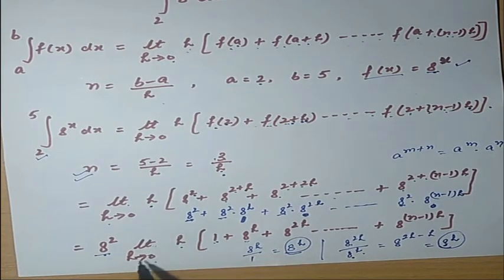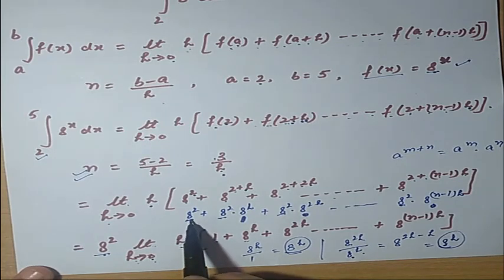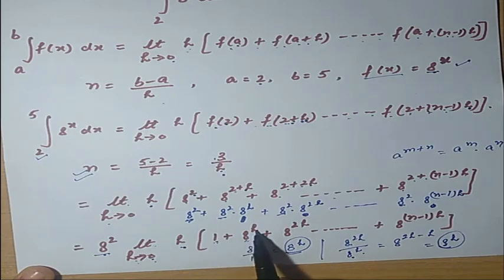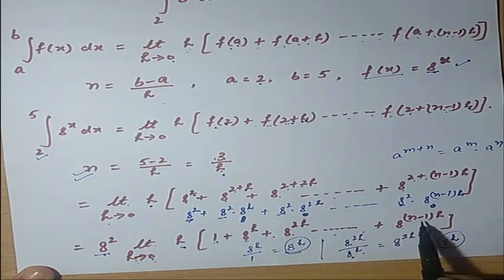Next part is limit h approaches to 0. H is as it is there. Now when we take 8 raised to power 2 as common, what will be left over here? 1 plus 8 raised to power h plus 8 raised to power 2h, and so on up to 8 raised to power n minus 1 into h.